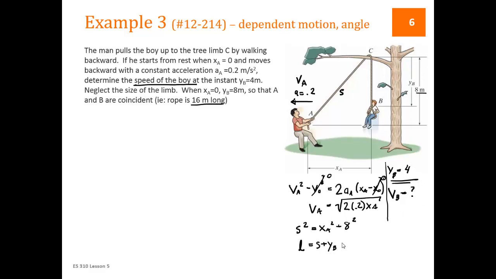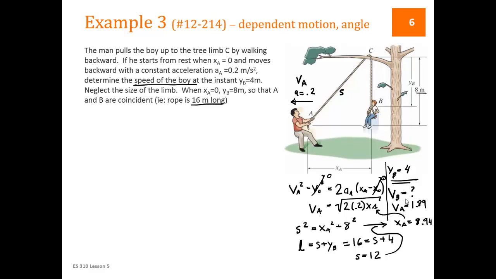So if YB is 4, then this is equal to 16, which is equal to S plus 4. So S must equal 12. Plug that in up here, we get that XA is equal to 8.94. Plug that in up here, we get that VA is equal to 1.89. Alright, so now we're at the point where we started the last problem.